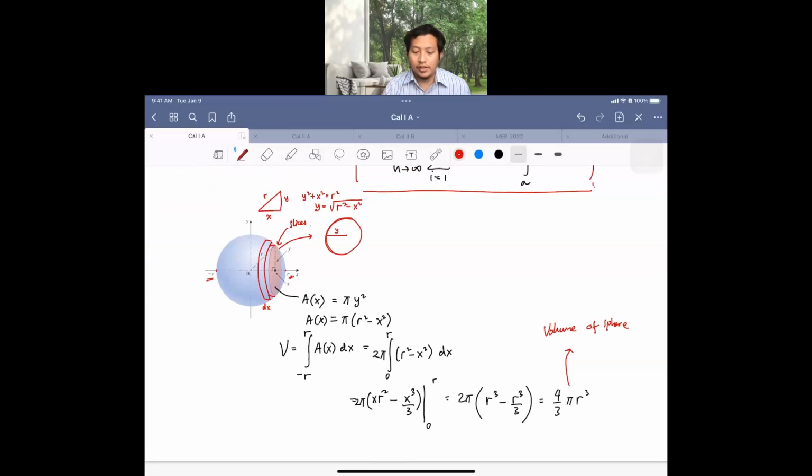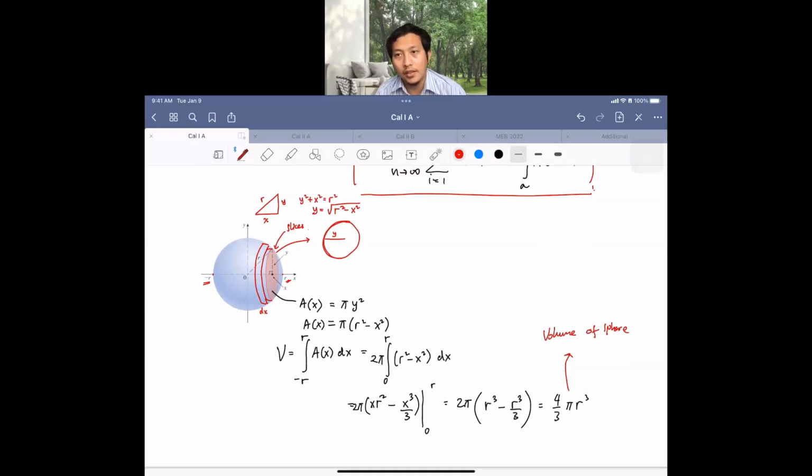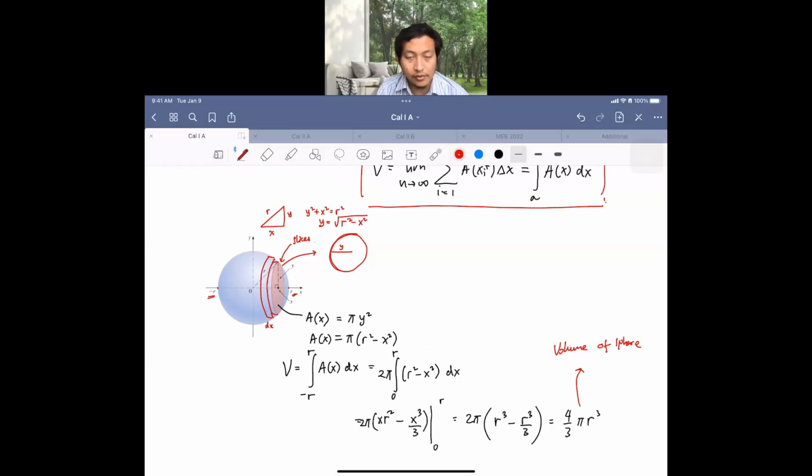So through integration, finding the volume of solids through integration, we can actually derive the volume of a sphere, which is 4 over 3 pi r cubed, right?